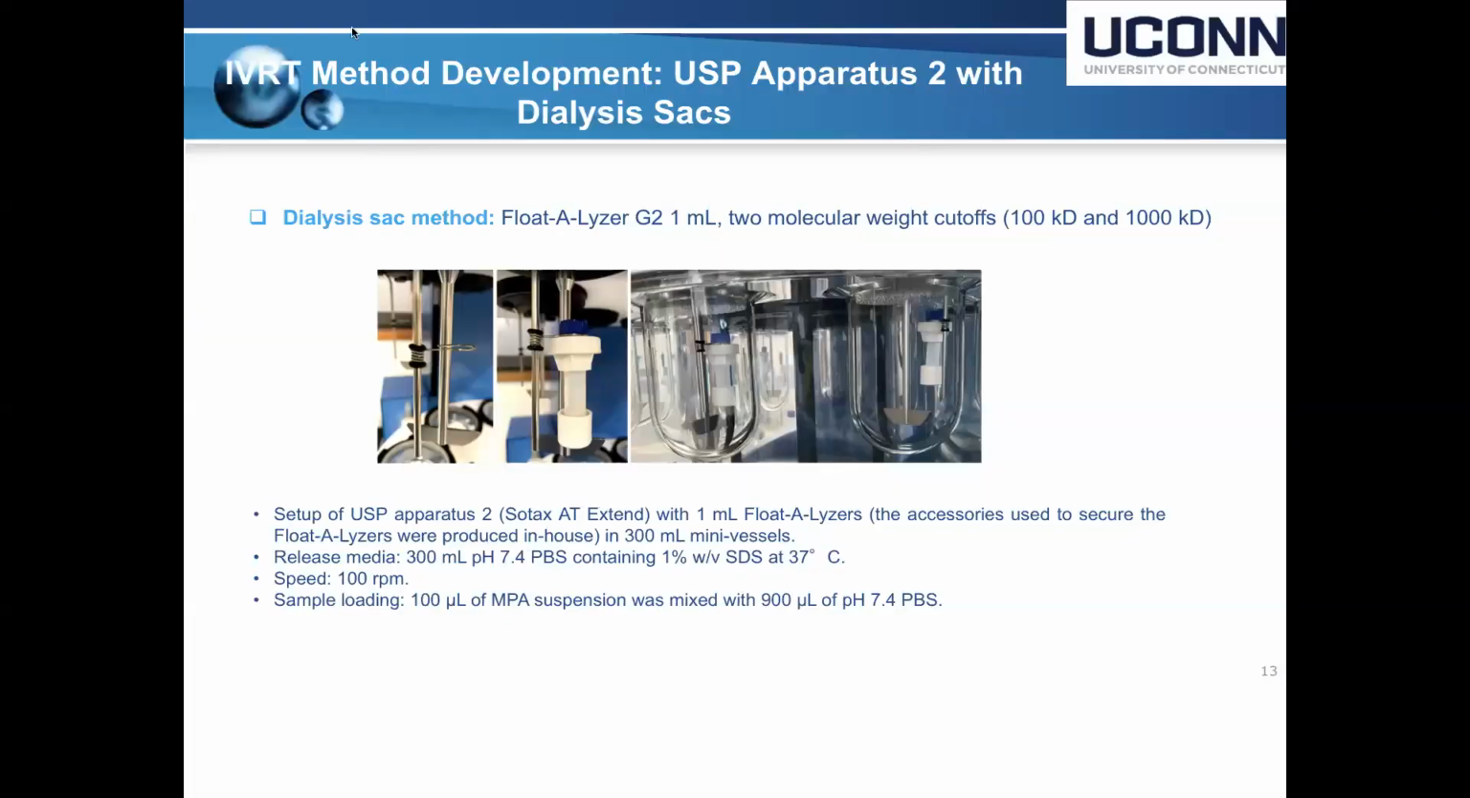So with the IVRT method development, we started with apparatus 2 and dialysis sacks because it's quite a popular method. We used a couple of different molecular weight cutoffs, the 100 kilodalton and the 1000 kilodalton. We used the 300 ml mini vessels, we used PBS, we added some SDS, and did it at 37. For sample loading inside these dialysis sacks, we used 100 microliters of suspension and mixed that with 900 microliters of the pH 7.4 PBS.